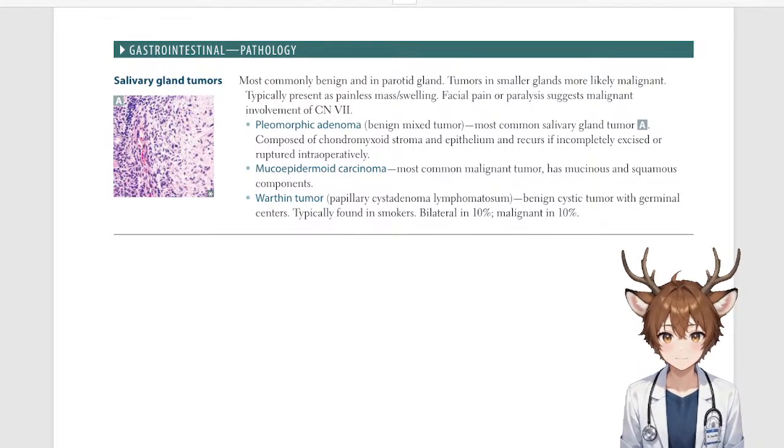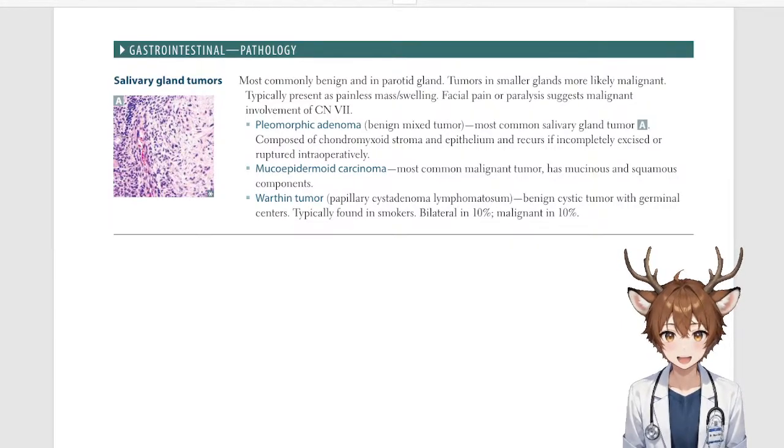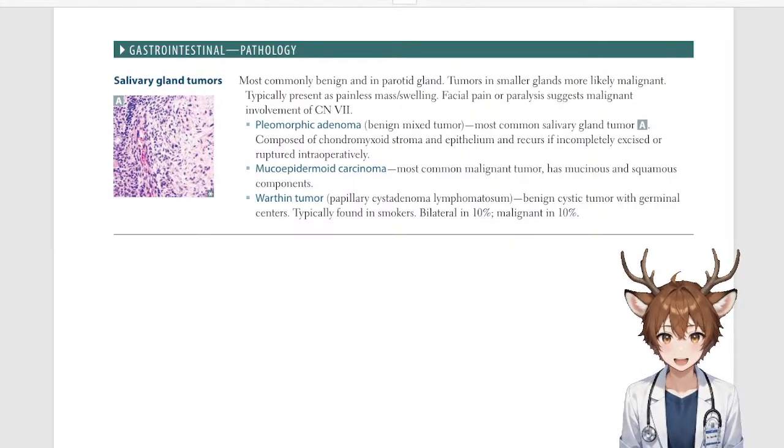Okay. Mucoepidermoid carcinoma, the most common malignant tumor, with mucinous and squamous components.